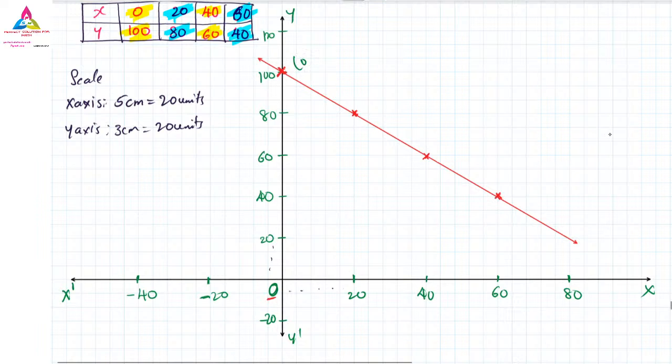The first one is 0 and 100. Second value is 20 and 80. Third value is 40 and 60. And last value is 60 and 40. And the equation is nothing but what? x plus y is equal to 100. So this is our answer. This is the graph they have told you to draw. And finish. Exercise 4.3 is finished.